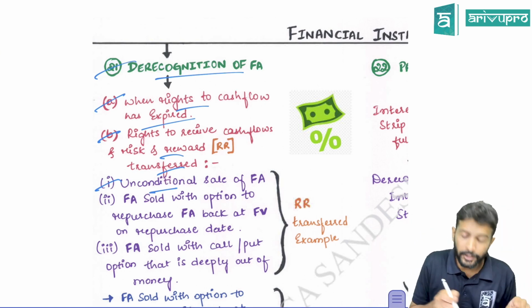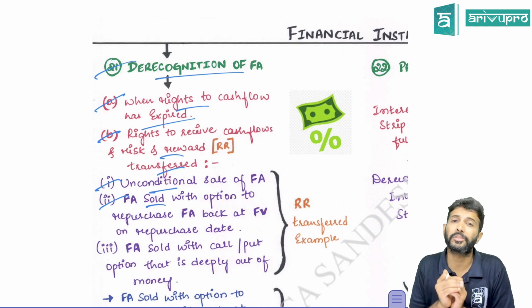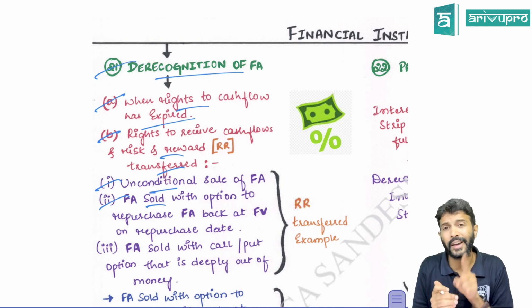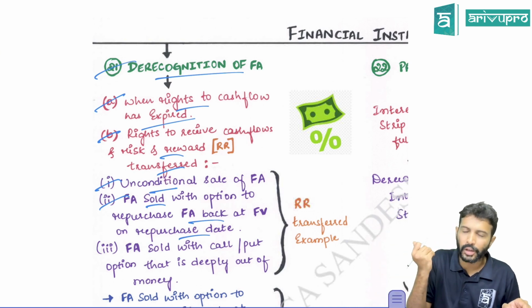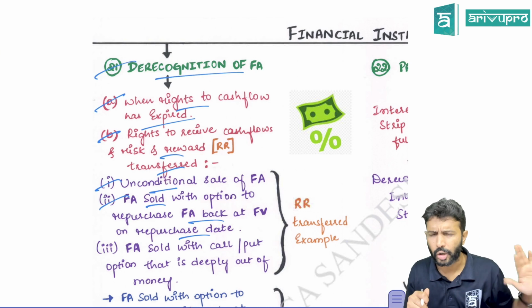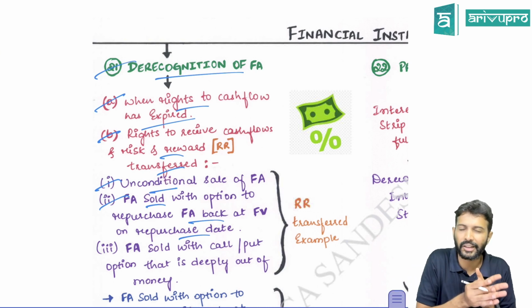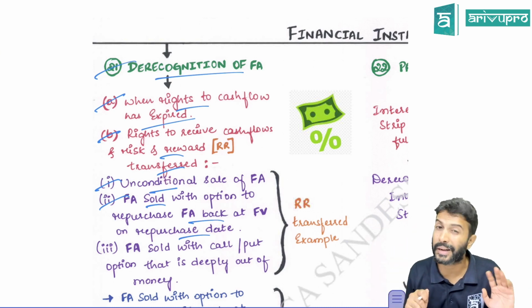That is one. If you are selling with any repurchase option, no problem, you can have this repurchase option, but that repurchase price should be the fair value on the repurchase date. It should not be at a fixed price. You should be able to repurchase it at fair value on that repurchase date. If that is the case, today itself you can treat it as a sale and derecognize it. When you buy back later at fair value, record it as a separate purchase.